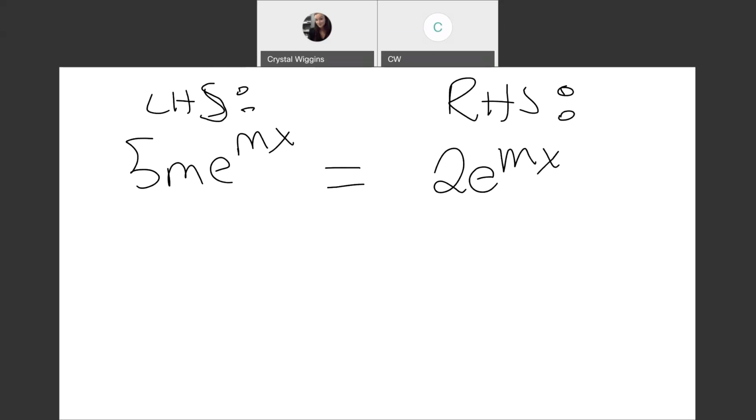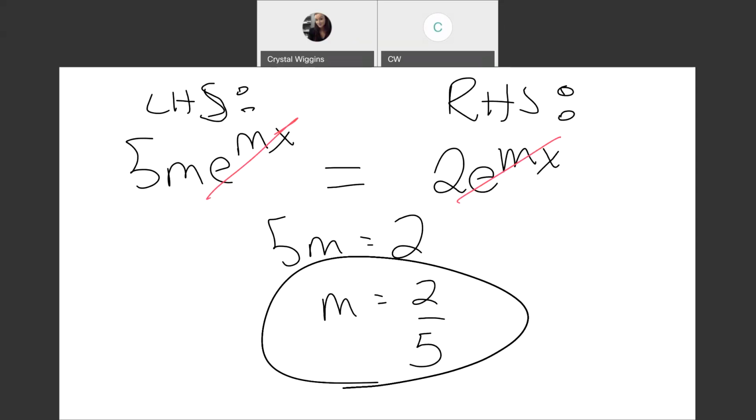And now we want to solve for m. So I look on both sides of these equations. They're both being multiplied by a factor or a function e to the mx. So if we divide by e to the mx on both sides, they go away. That leaves us with a much simpler equation to solve. We divide by 5 and we get m is equal to 2/5. And that is the value for m that makes the function y equals e to the mx a particular solution for the differential equation 5y prime is equal to 2y.